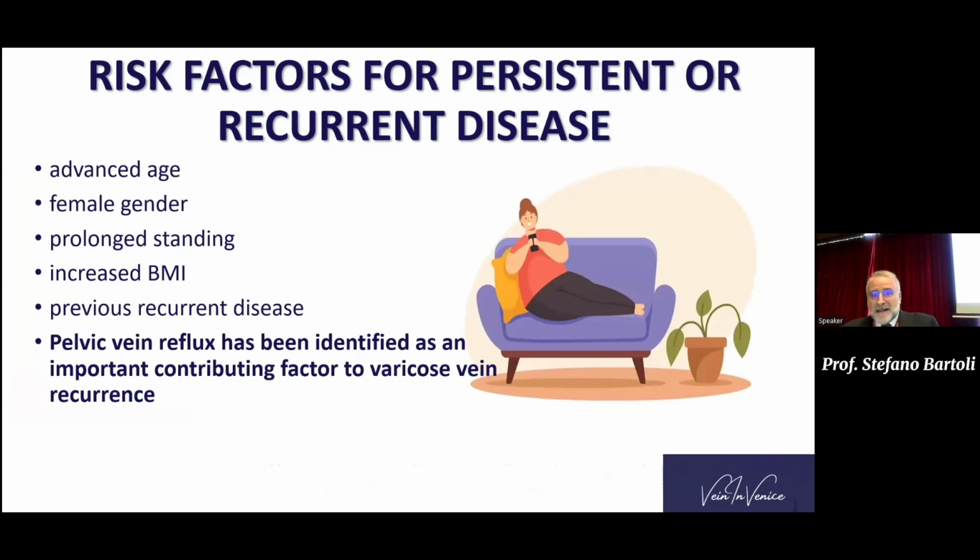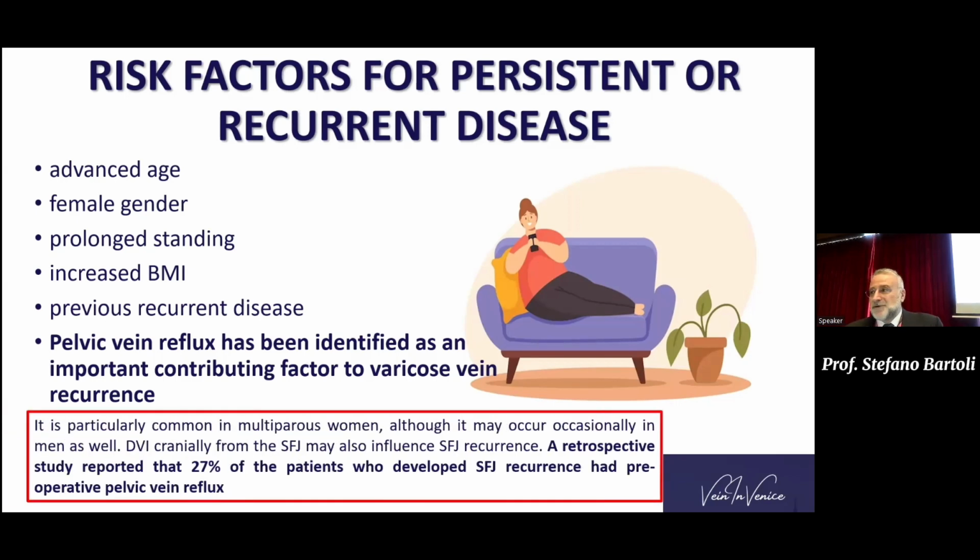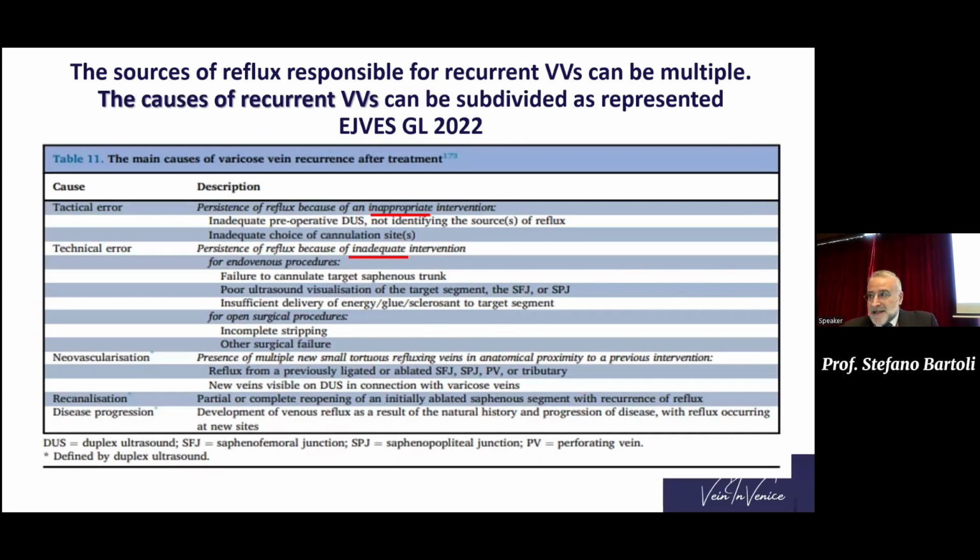We know very well what the risk factors are, and vascular surgeons in particular don't need reminding that pelvic reflux has been identified as an important contributing factor to varicose vein recurrence. And this slide that was shown before is very important, because the definition of tactical error means inappropriate intervention, meaning that you haven't made a good mapping.